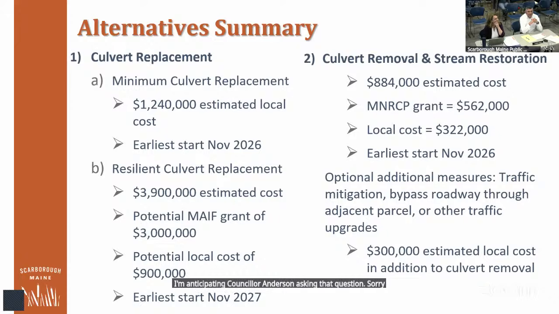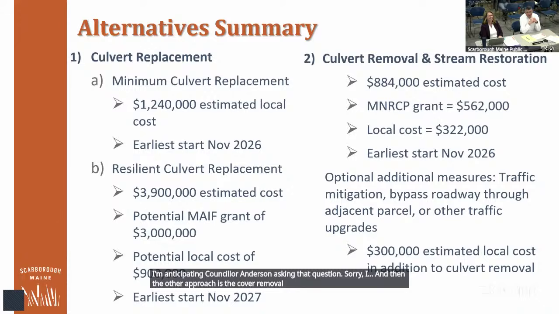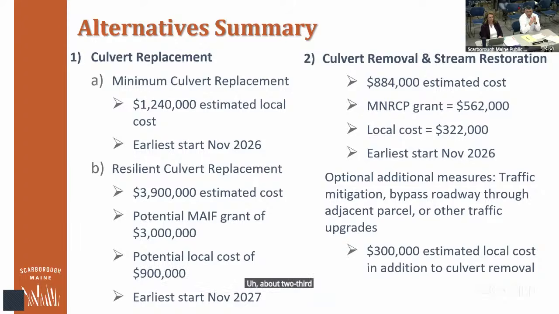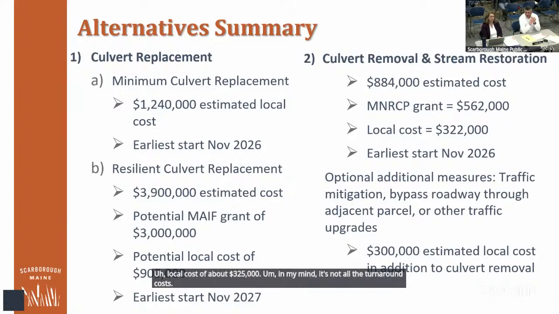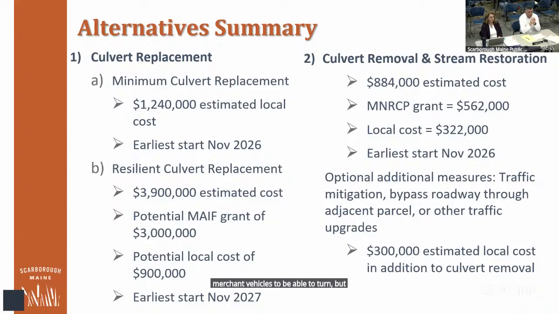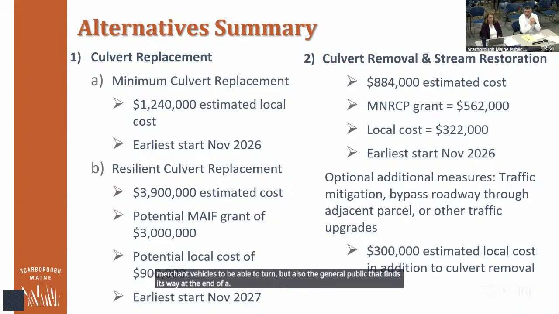Sorry. And then the other approach is the culvert removal and stream restoration. Not surprisingly, it's a lower cost because it's simpler in many respects. About two-thirds of it is covered by the grant. Local cost is about $325,000. In my mind, it's not all the turnaround cost, but that certainly would be a local cost, just for our plow vehicles and emergency vehicles to be able to turn, but also the general public that finds its way to the end of a street that's no longer a through street.